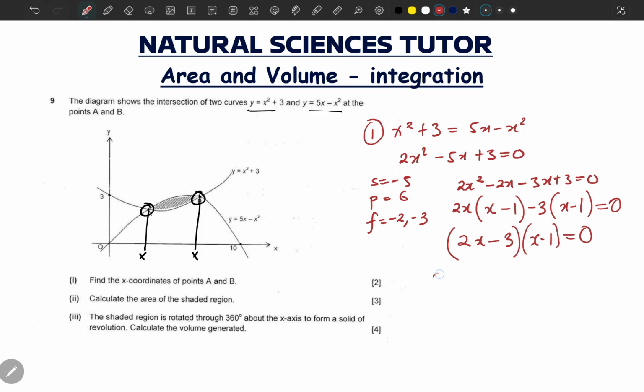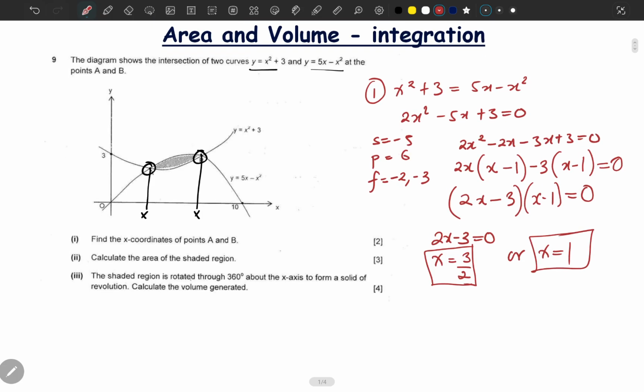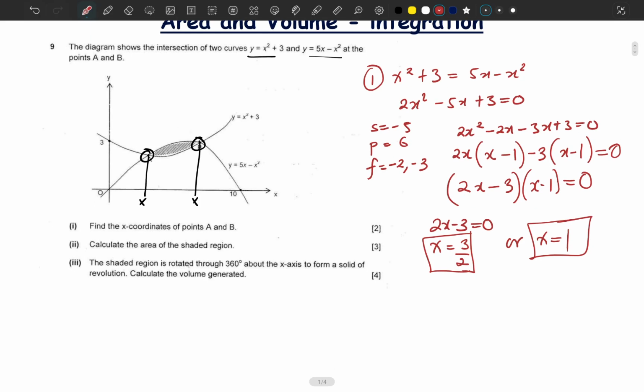All right, then solve. So 2x minus 3 equal to 0. So x is 3/2. That's the first value of x. The next value of x is x equal to 1. That's all. They only wanted the x coordinates. If they said the coordinates themselves without saying the coordinate in terms of x, you could have replaced back there the value of x, find y, value of x, find y.